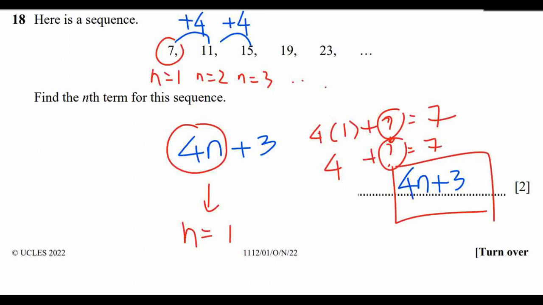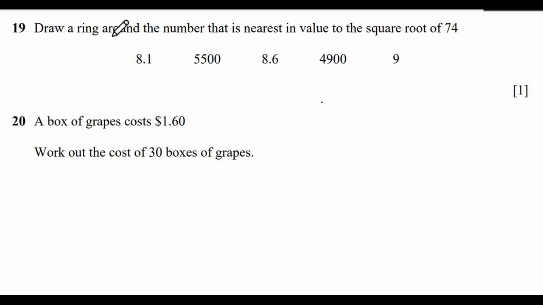Next, question 19 says, draw a ring around the number that is nearest in value to the square root of 74. 10 seconds from now. 10, 9, 8, 7, 6, 5, 4, 3, 2, 1, 0. Let's check out the answer, guys.